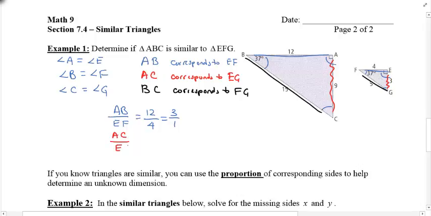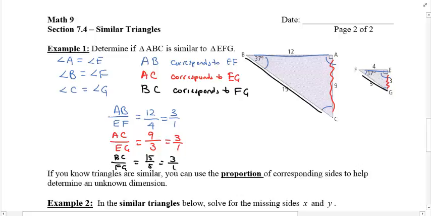AC with EG. AC is 9. EG is 3. That's also 3/1. Looking good so far. And then finally, BC corresponding with FG. 15/5. That's equal to 3/1. Yeah. Ching-ching. All three are the same.